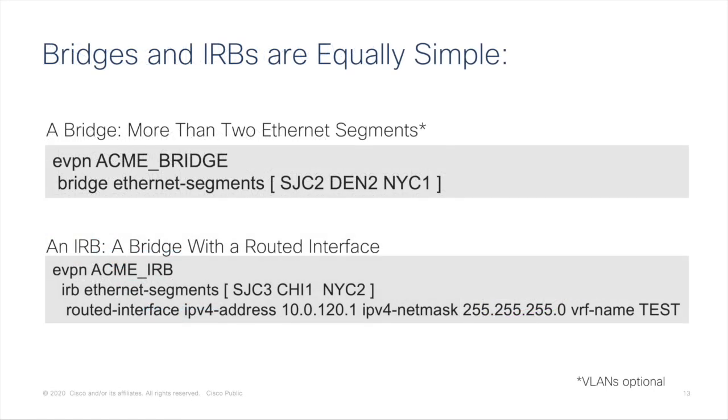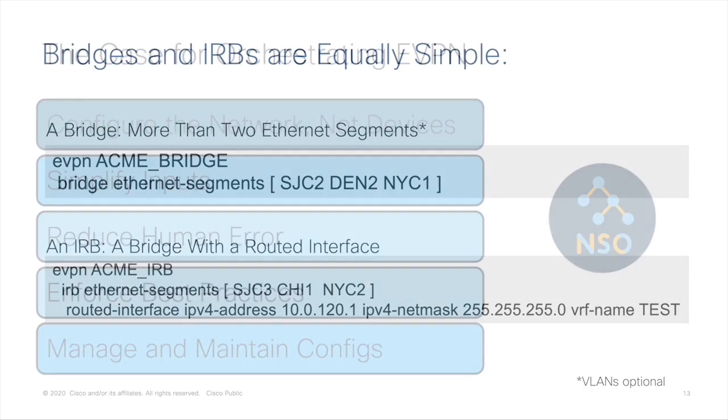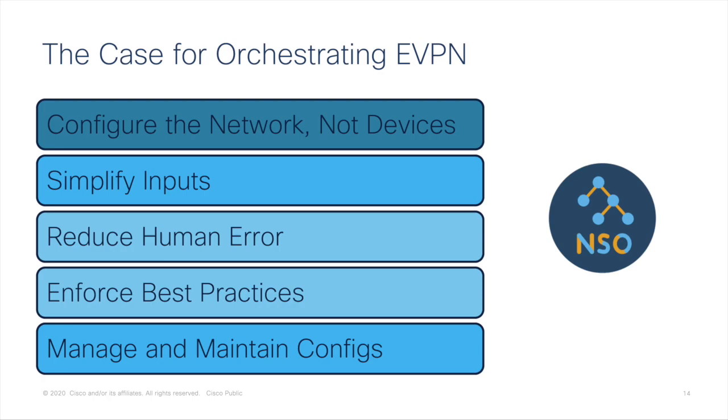With the same NSO model, even more complex services like bridges and IRBs are equally simple to configure. For a bridge, specify more than 2 Ethernet segments. For an IRB, add the parameters for your layer 3 interface to the bridge, and you're done. This may look like magic, but it's really not. EVPN works according to well-established protocols and rules. It's just that that's a lot for a human brain to keep track of and reason about at the network level. But by identifying the right high-level abstraction and implementing it in NSO, you can radically simplify the deployment process and get your end-to-end services working faster. In short, NSO makes EVPN even better.